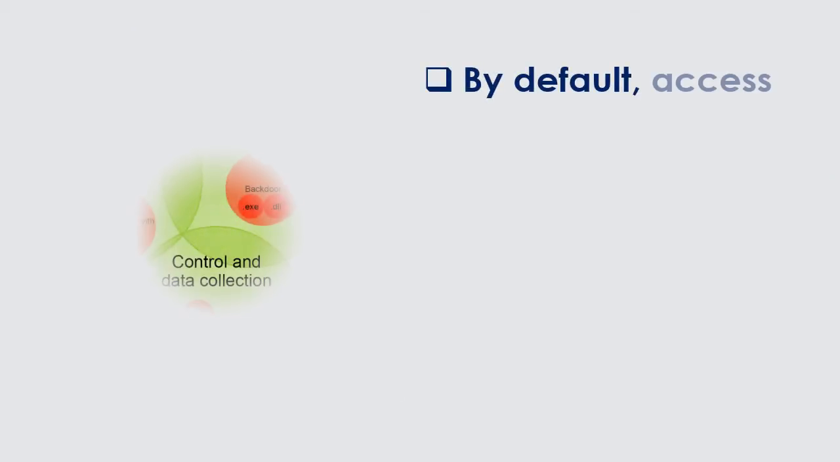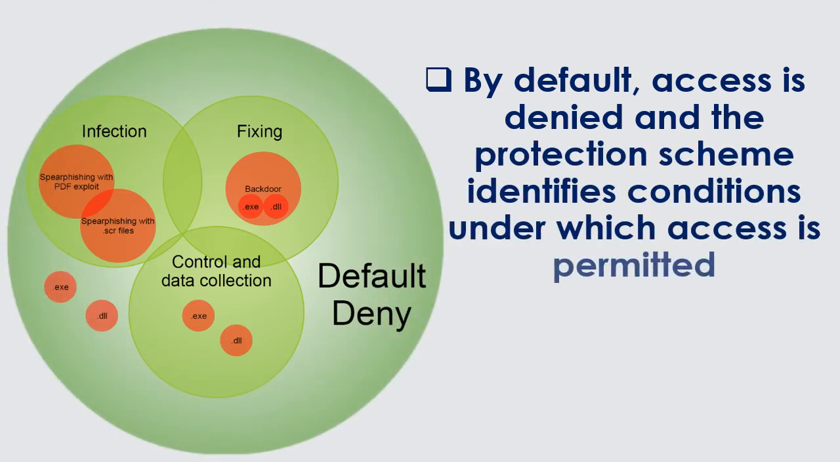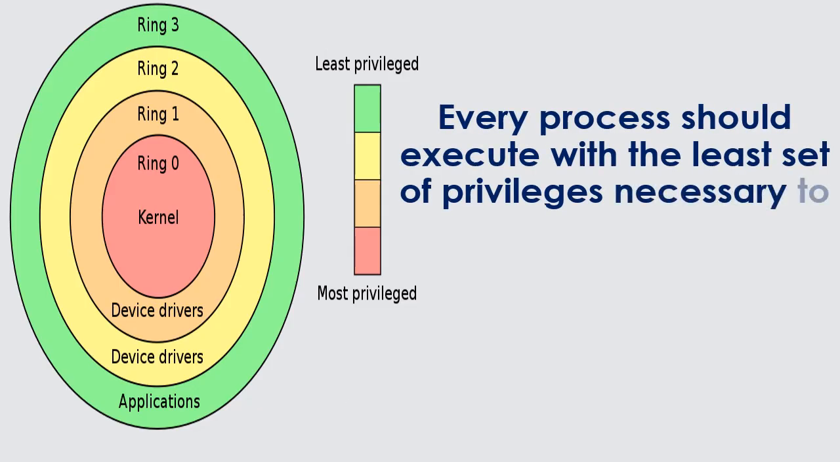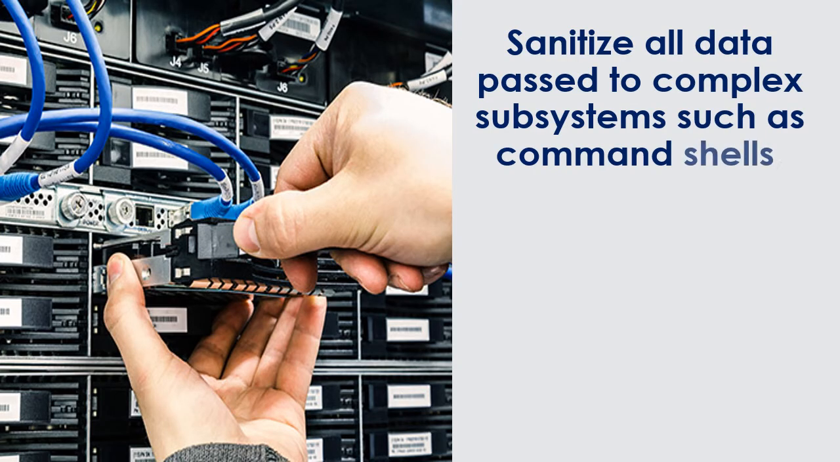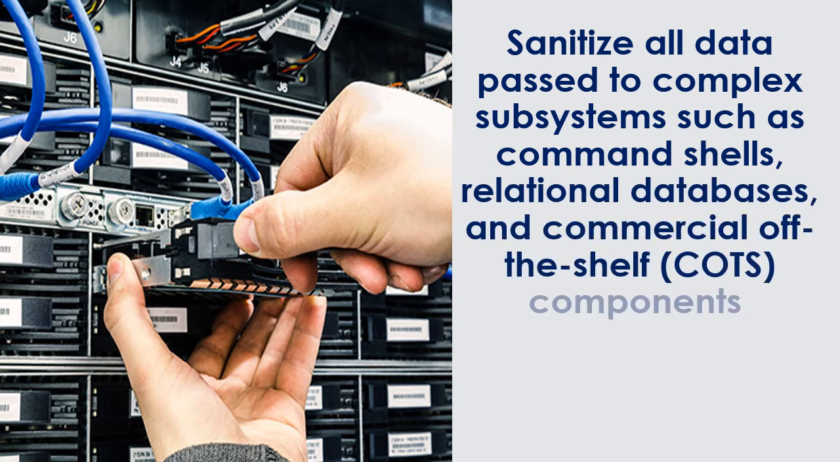By default, access is denied and the protection scheme identifies conditions under which access is permitted. Every process should execute with the least set of privileges necessary to complete the job. Sanitize all data passed to complex subsystems such as command shells, relational databases, and commercial off-the-shelf (COTS) components.